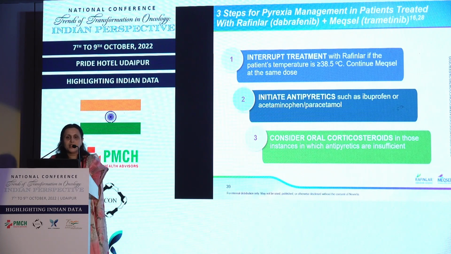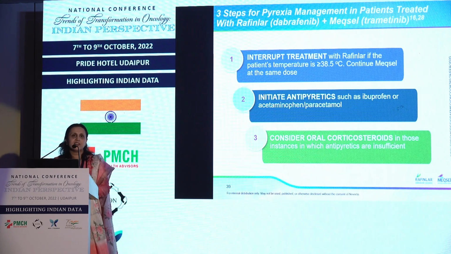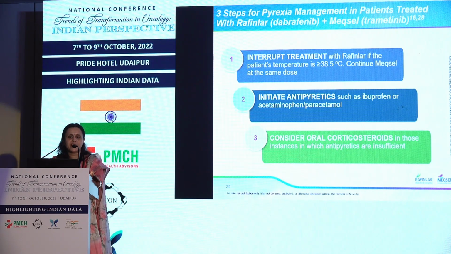So how do we manage pyrexia if it comes across in our clinical practice? We have to interrupt the treatment if temperature is more than 38.5, and we can interrupt dabrafenib, and trametinib can be continued. However, some studies say that we should discontinue both the drugs, and we can initiate antipyretics like ibuprofen or paracetamol, and if the patient still doesn't respond, then we can start oral steroids.